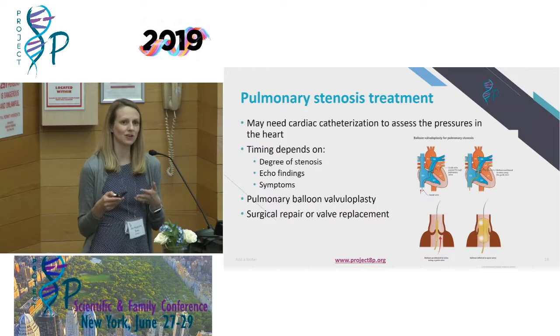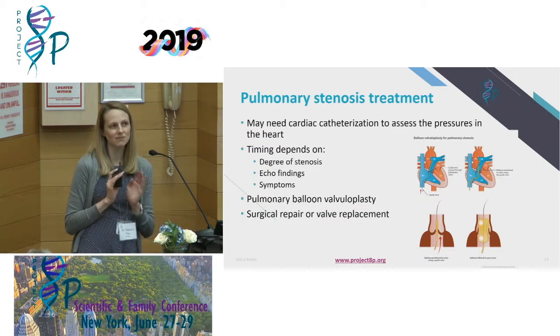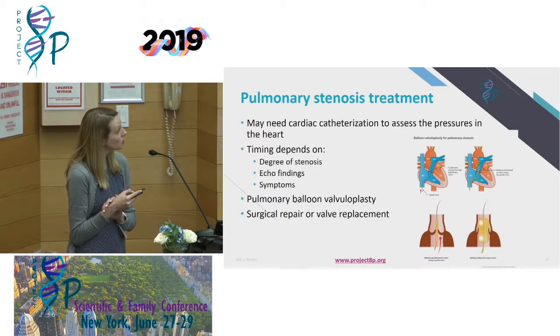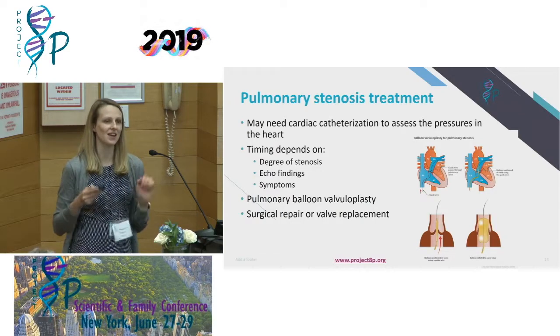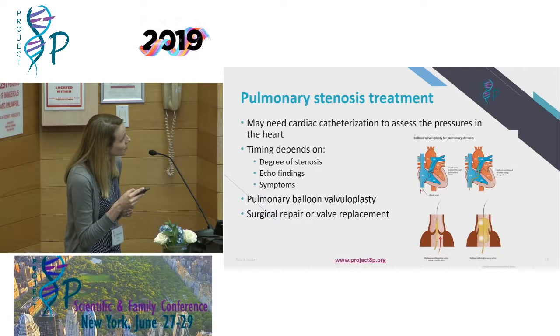Ideally, we try to intervene on this before someone develops symptoms. So we want to get in there before it causes real problems. One of the treatments we can do is called a pulmonary balloon valvuloplasty. Again, we're putting a catheter up into the heart, into the right atrium, the right ventricle, and across the pulmonary valve.